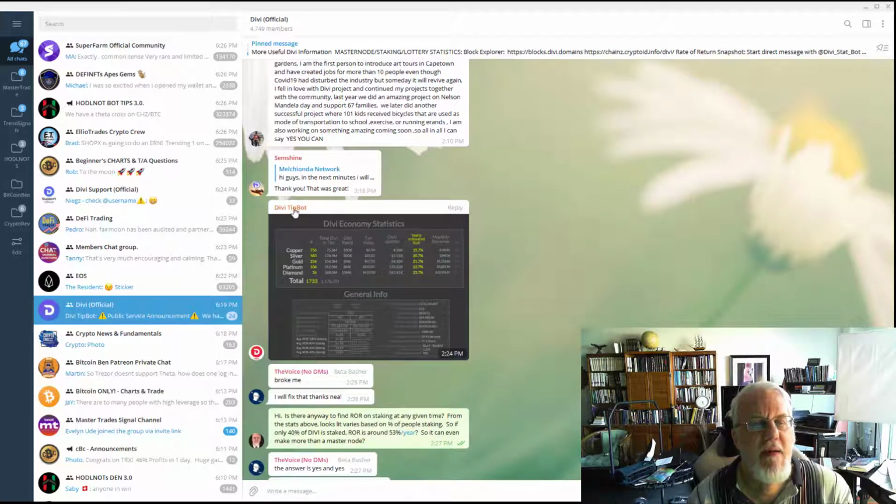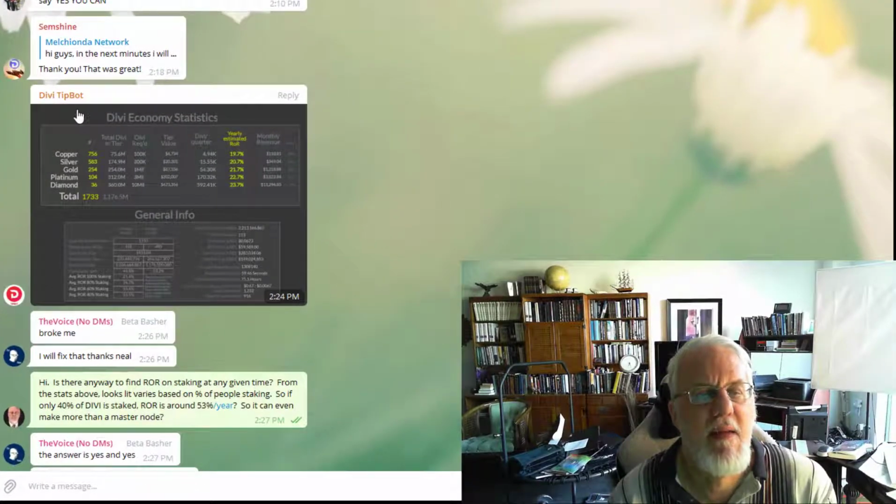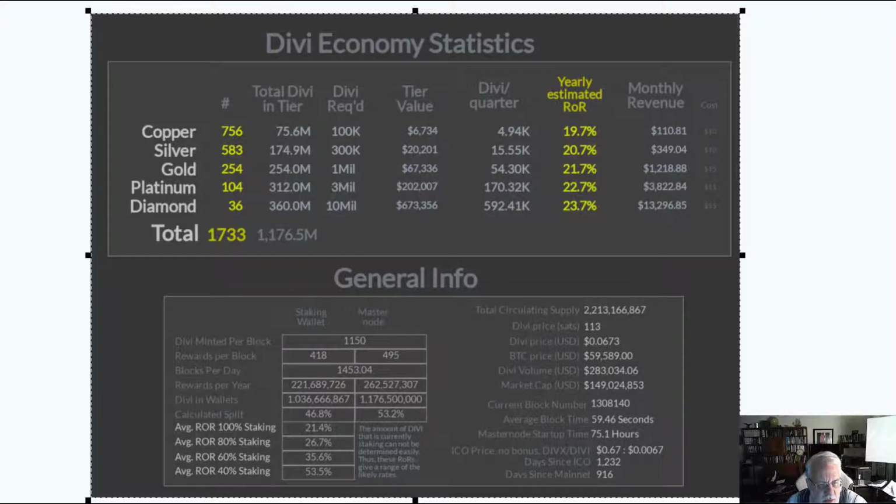But I typed in here something that gave me the DIVI economy statistics. Here's a close-up of that image. At the top half of the screen, you can see the different types of master nodes that are available, and for example how many DIVIs you need to run that node.